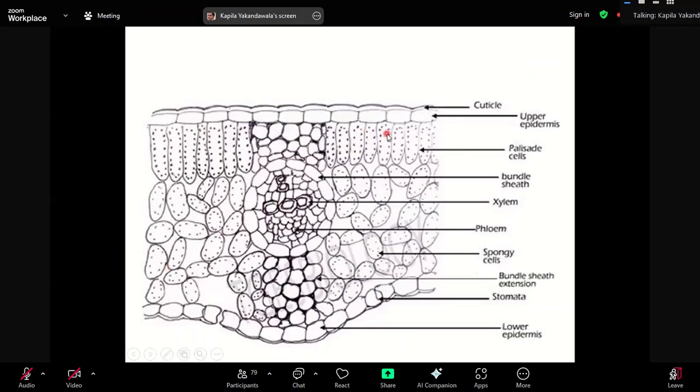This is the line diagram. Remember, you should be able to draw and label all the parts. This is the upper epidermis, udapicharmya. It can be covered with the cuticle layer. Then palisade layer, it may contain chloroplasts, so green in color. Then spongy mesophyll cells layer. In between, you have air spaces, intercellular spaces, then lower epidermis. And in the lower epidermis, you may get stomata.